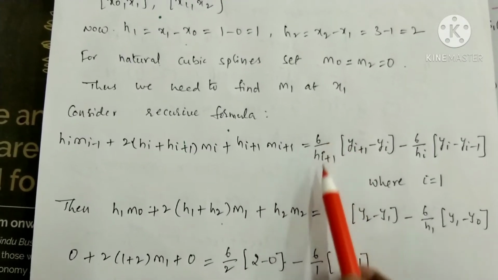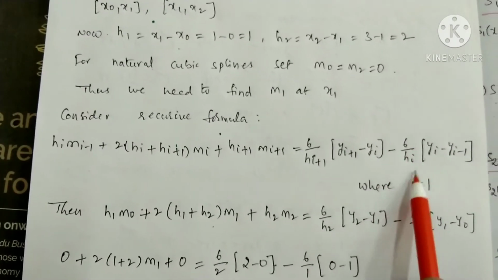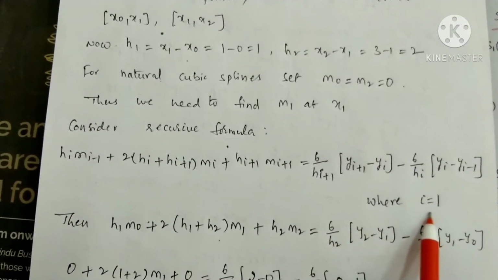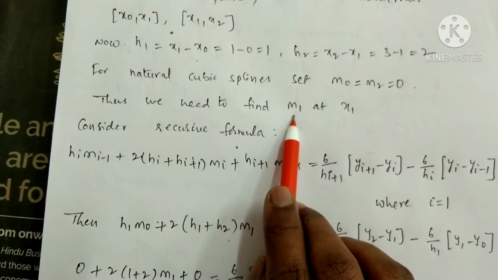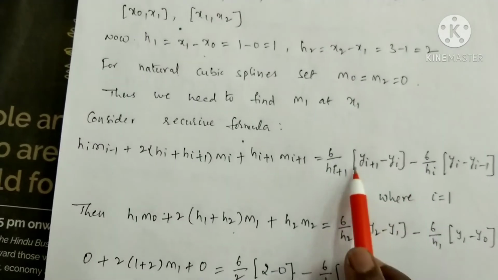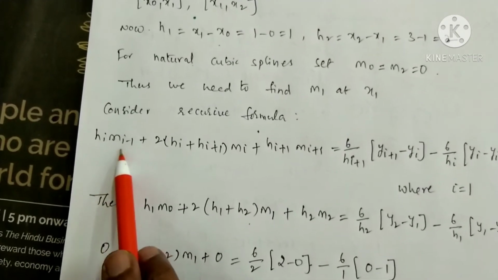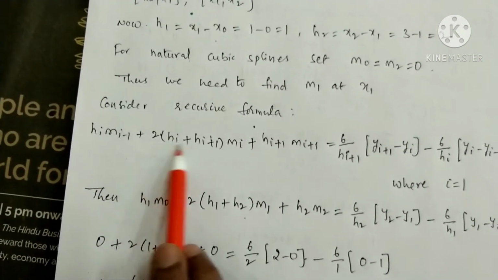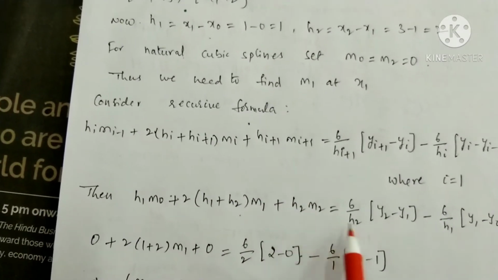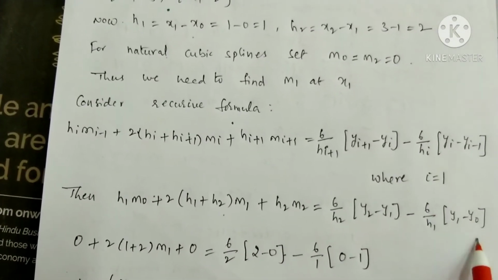plus 1) equal to 6 by h(i+1) into (y(i+1) minus yi) minus 6 by hi into (yi minus y(i-1)), where we must give i equal to 1 only, because we want to get only m1 at one internal point x1. So by giving i equal to 1 in this formula, let us rewrite this again. Then it becomes h1 m0 plus 2 into (h1 plus h2) into m1 plus h2 m2 equals 6 by h2 into (y2 minus y1) minus 6 by h1 into (y1 minus y0).